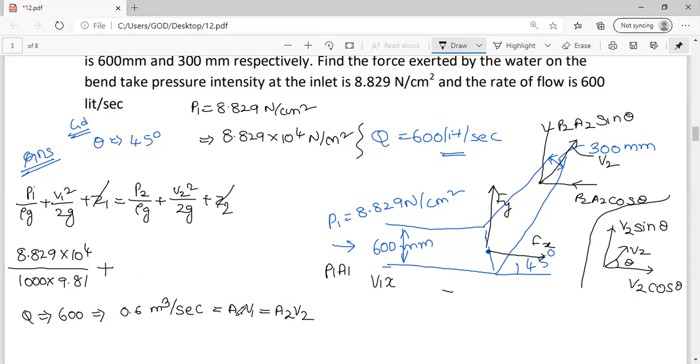So now I know A1 and V1. From the equation, 0.6 is equal to A1, which is pi by 4 into diameter at first junction 600 millimeters, that means 0.6 meters, pi by 4 into d square into velocity 1. From this only V1 is unknown, which we can calculate directly from the calculator. It comes out to be 2.122 meters per second.